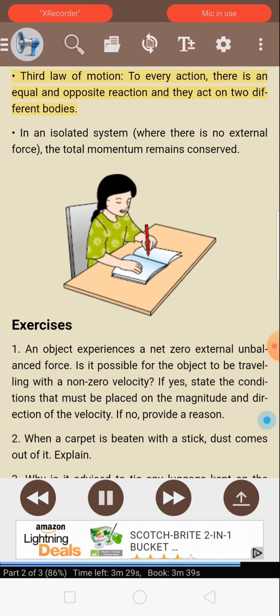Third law of motion. To every action, there is an equal and opposite reaction and they act on two different bodies. In an isolated system, where there is no external force, the total momentum remains conserved.